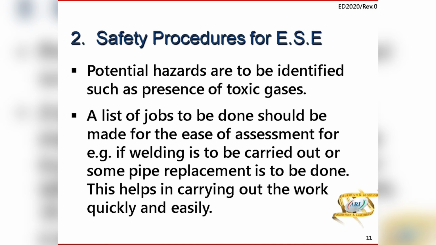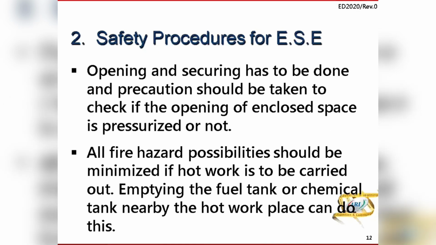Potential hazards are to be identified, like toxic gases, which can be done with a dragger tube. A list of jobs to be done should be made for ease of assessment. That is, if welding is to be carried out or some pipe replacement is to be done, then carrying out the work should be quick and easy. Opening and securing has to be done, and precautions should be taken to check whether the enclosed space is pressurized or at normal pressure. All fire hazard possibilities should be minimized if hot work is to be carried out.